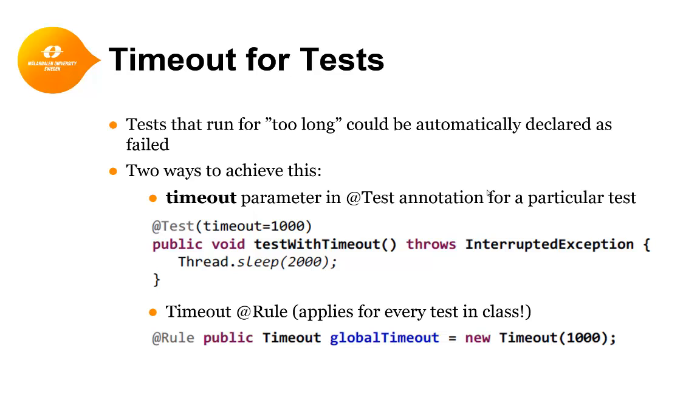Also, you can create a test case such that you want it to finish within a certain given time frame. So for example, tests that run for too long, you can automatically declare them as failed. There are two ways you can achieve this. We have a timeout parameter within the Test annotation. Essentially we just write the test as we do normally, but then we provide this timeout parameter, and we specify the number in milliseconds of how long we want to wait for this test to finish. So 1000 milliseconds would be equal to 1 second. Another way to do this is to specify a rule, but that applies to every test in that class, which could be useful in some cases, but sometimes not. So it's really case specific.